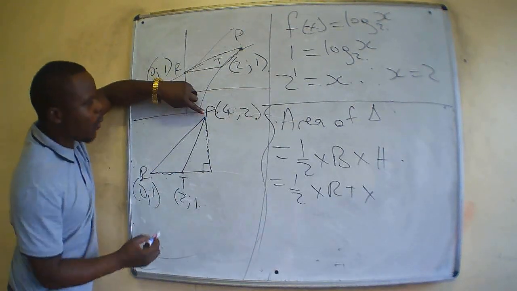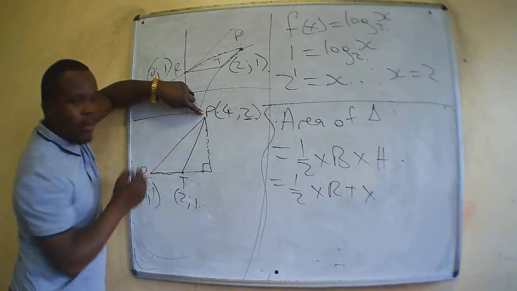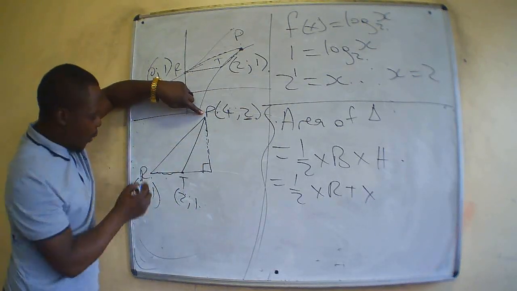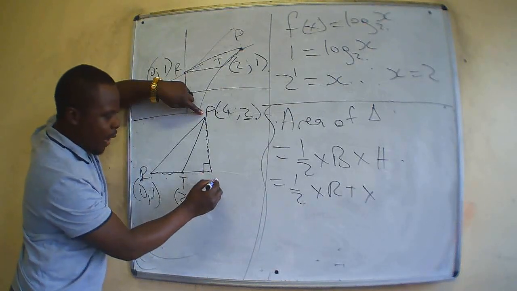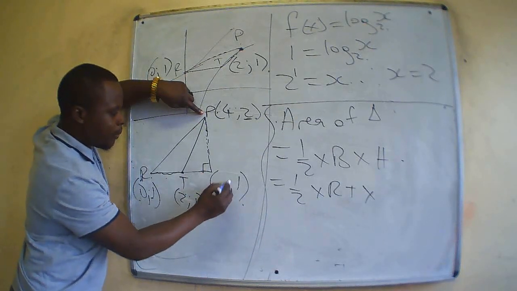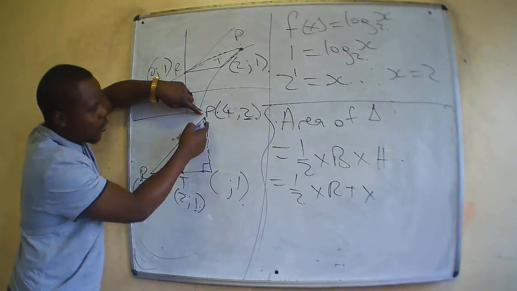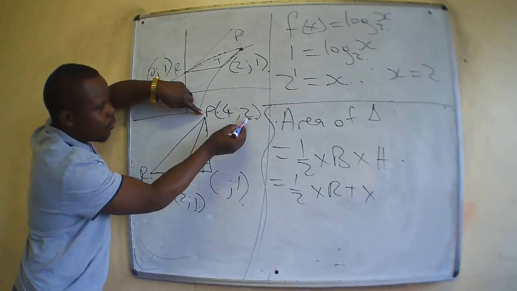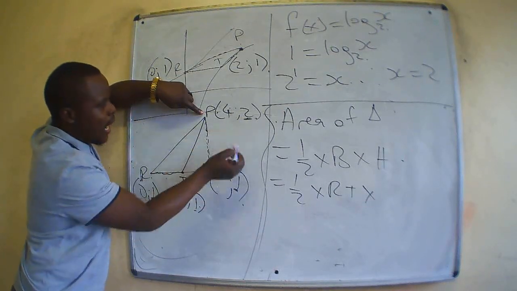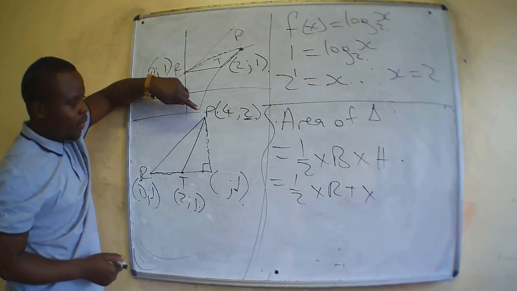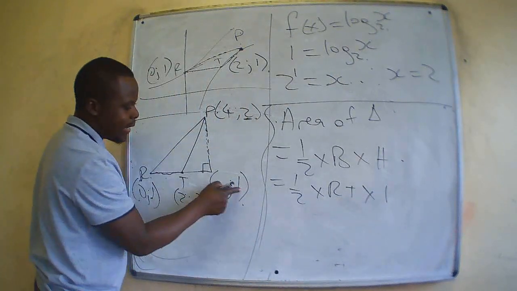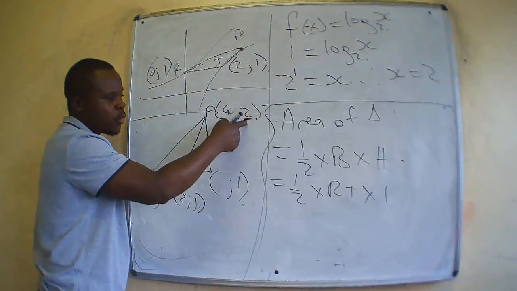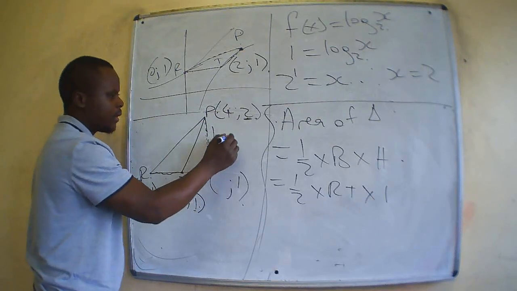Let us focus on the y value. The y value of P is 2. The y value of R is 1. So therefore, the y value here at this unknown point is 1. So from 1 until 2, how many units are in between? Which means our height in this case is going to be 1, because from y equals 1 until y equals 2 is only 1 unit.